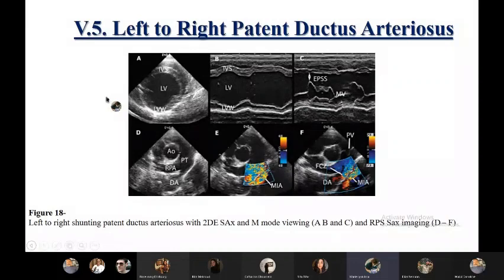So these are a collection of images from the same puppy presenting left to right PDA. A, B and C are 2D echo, short axis view with accompanying M mode, and D, E and F are right parasternal short axis views with color flow Doppler. As is suggested in both A and B, the left ventricle is obviously quite dilated. So there's a big stroke volume overload, since there's lots of blood flowing through the left ventricle due to this shunting.